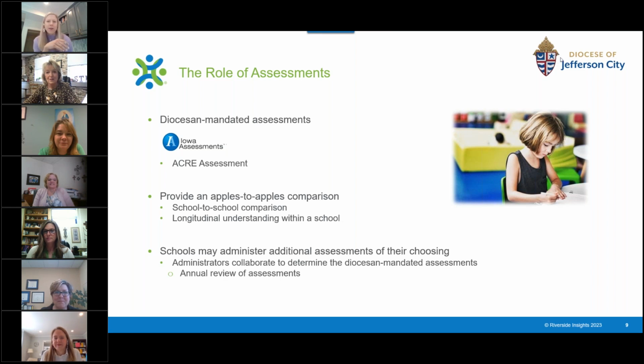Dr. Vader, right now, a couple years post-COVID, when I know a lot of districts and dioceses are focused on getting kiddos back to where they were from an academic standpoint pre-COVID, how are you using these diocesan mandated assessments to really look at what's happening in your diocese and ensure that kids are making the growth that they need to make post-COVID?